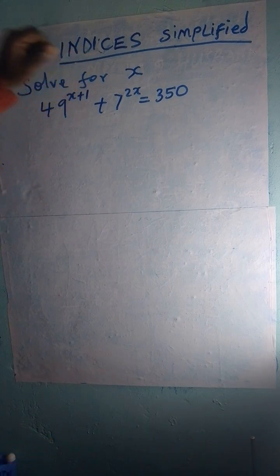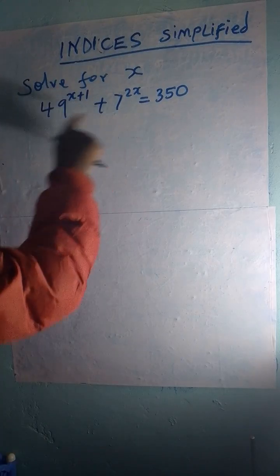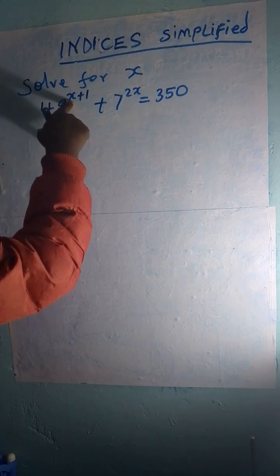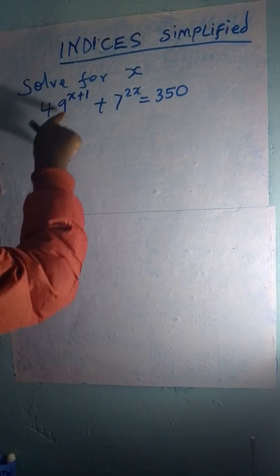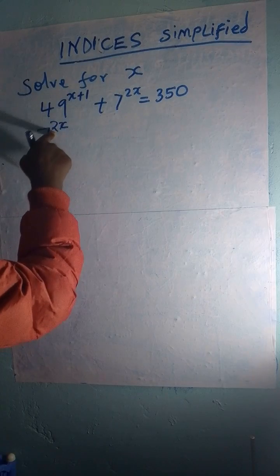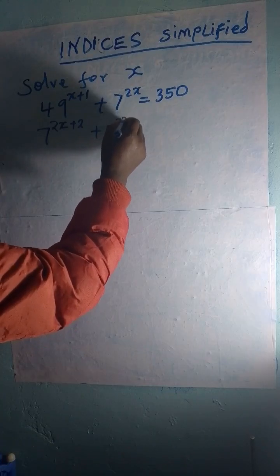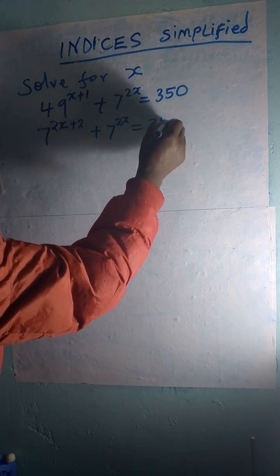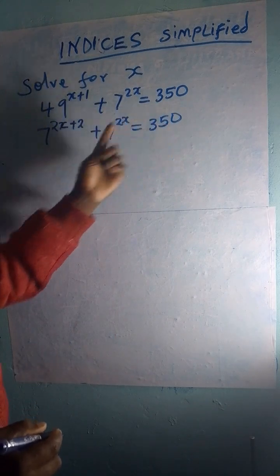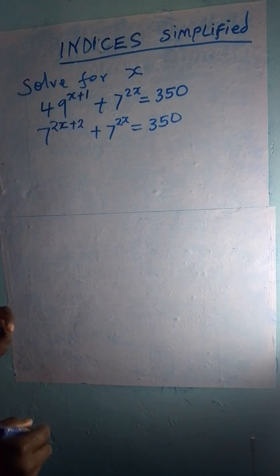Simplify for x indices. Now let's write to base 7. This one is 7 raised to power 2, but there's another power here which we can multiply, so 2 times x, that is 2x plus 2, then plus 7 raised to power 2x is equal to 350. So it is not easy for you to write 350 to base 7 immediately. So we can now write it like that.